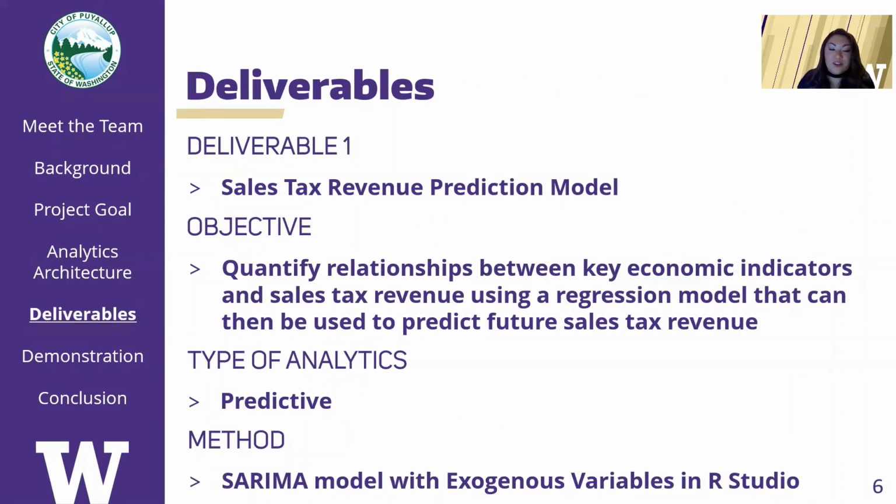Let's move on to deliverables. Our first deliverable was creating a sales tax revenue prediction model. The objective here was to quantify relationships between key economic indicators and sales tax revenue using a regression model that can then be used to predict future sales tax revenue.